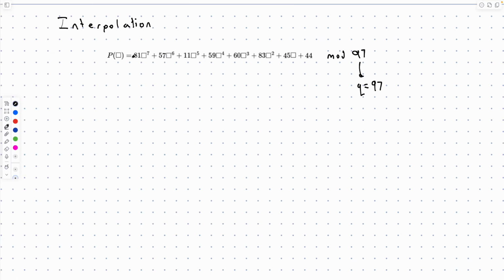Okay. All right. What's the degree of this polynomial? Okay, so it's 7. Okay. How many coefficients does it have? 8. It's always degree plus 1, just because the exponents count from 0, because there's a 0 exponent here. Okay, so we have 8 coefficients.